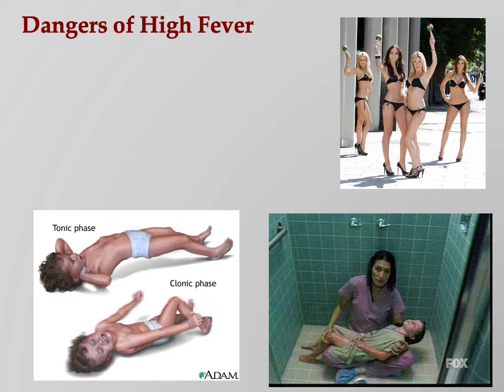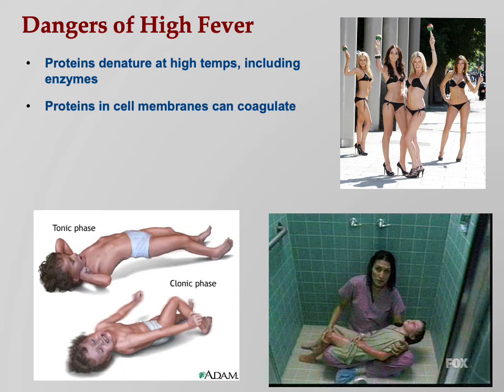Now, high fever, this is trouble, all right? High fever is potential trouble. Proteins will denature at high temps, including enzymes. So remember, most of the work in your body is done by enzymes. If your body temperature gets too high, those enzymes are going to stop working, which means you stop working. And now we're in big trouble. Proteins and cell membranes can also coagulate. That's not good. Nerve damage starts at 41 Celsius, which is 105.8. That's why oftentimes they put 105 as the magic number. At 105, you start thinking about taking emergency steps to lower the fever.